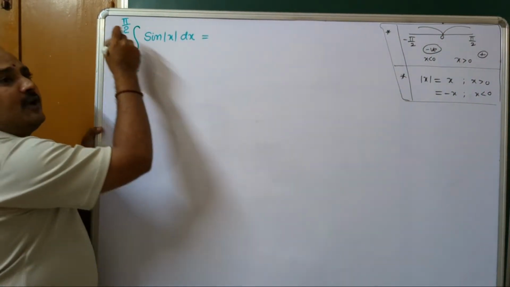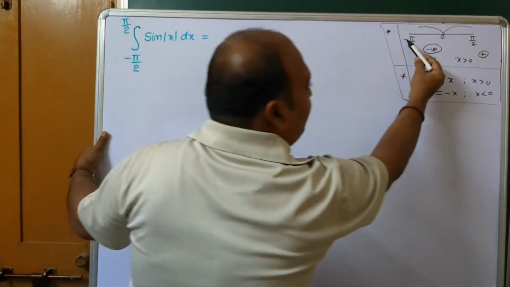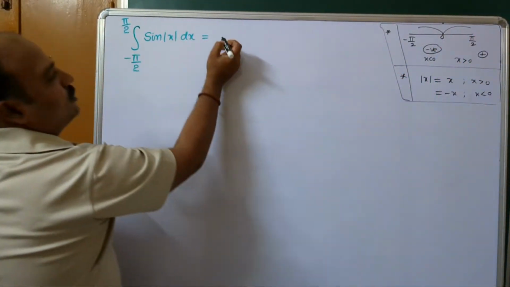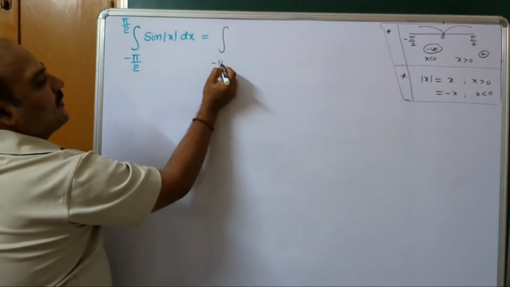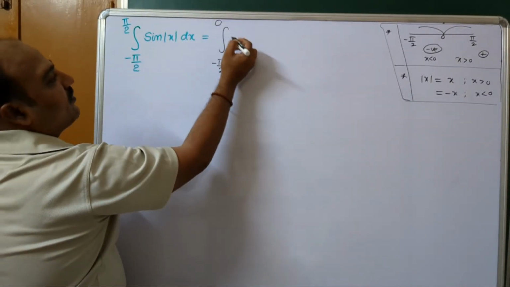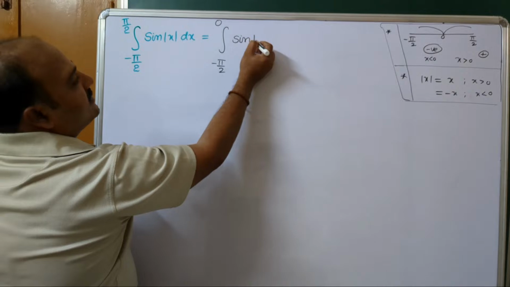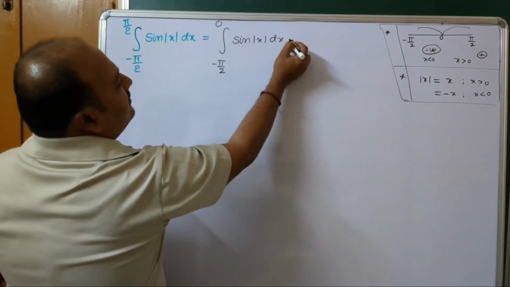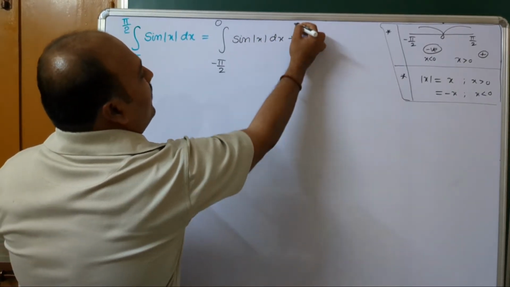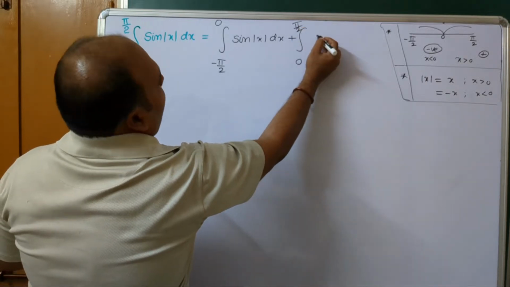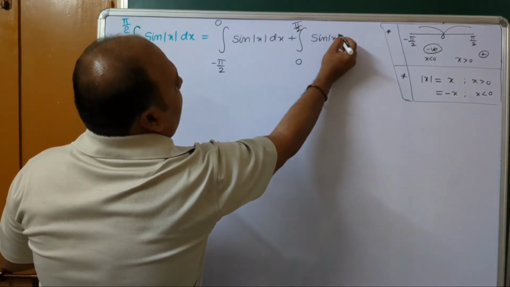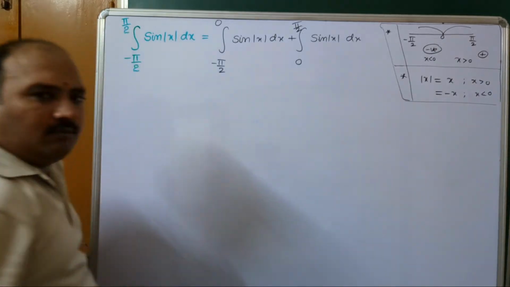From minus pi by 2 to pi by 2, I am going to split it into minus pi by 2 to 0 and 0 to pi by 2. So integral minus pi by 2 to 0 of sine mod x dx plus integral 0 to pi by 2 of sine mod x dx. Are you getting?